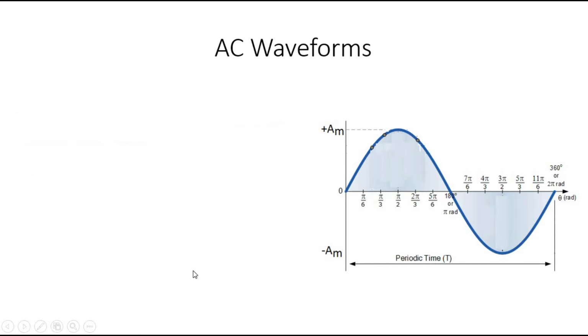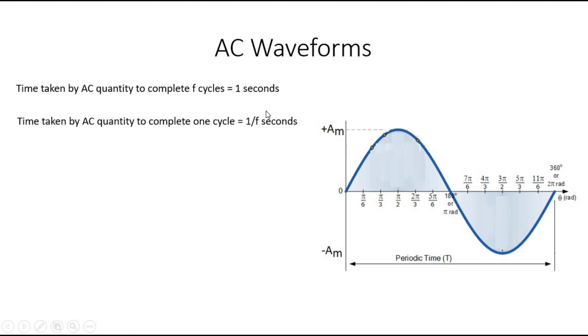Or we can term it like this: time taken by AC quantity to complete F cycles is 1 second. From this we can find the time taken to complete one cycle. So this is for F cycles. For F cycles it is 1 second. So for one cycle it is 1 by F. So time taken by AC quantity to complete one cycle is 1 by F seconds. But time taken for one cycle is called time period T. So we can say that T is equal to 1 by F. So this is the relation between time period and frequency. So frequency is the reciprocal of time period.